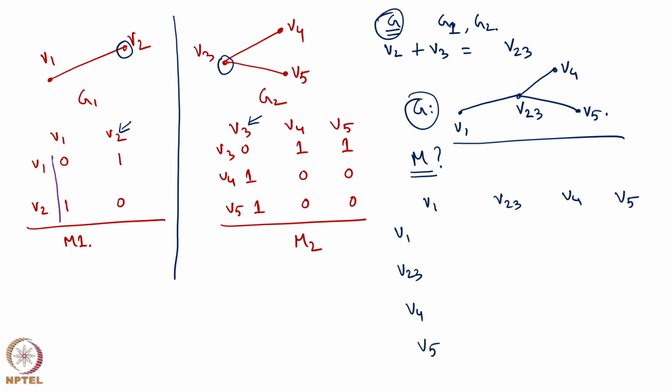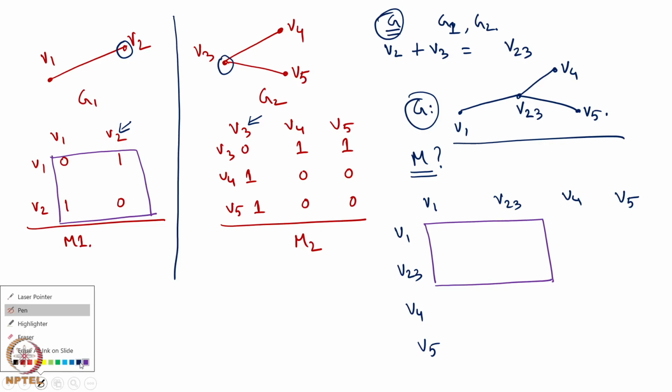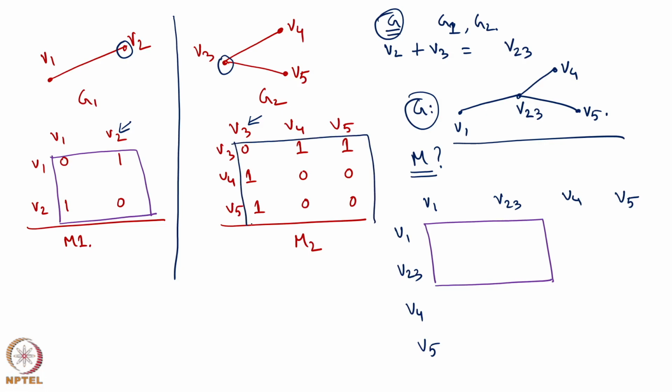Next, write down this matrix over here and write down this matrix over here. Note that when I have drawn the two colored rectangles, there is a superposition given, because V2 will not be there separately, it will become V23. So, also here V3 will not be there. So, that is the reason a superposition is given.